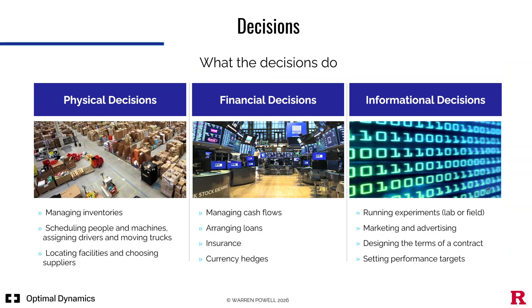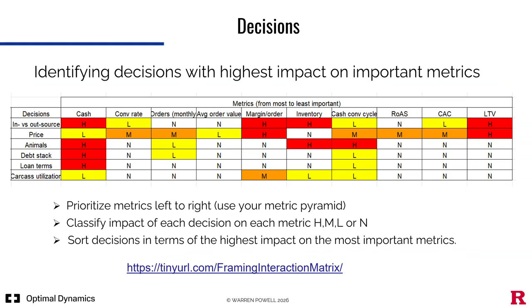Now, what do decisions do? There are physical decisions that move physical stuff around. These tend to be the most obvious. There are financial decisions of moving money and assets around, and informational decisions where I'm moving information around, sharing information, purchasing information, that sort of thing.